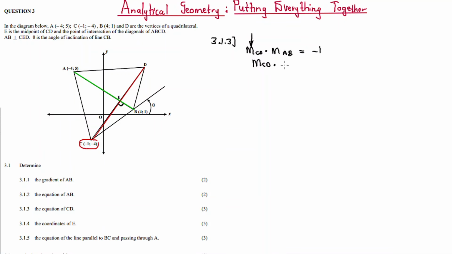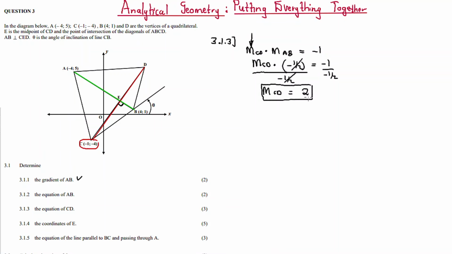So gradient CD will be calculated using this property. We calculated on the previous question, the first question, that gradient AB is negative a half. So we're just going to manipulate this and make m CD, the gradient of CD, the subject of the formula. So I'm going to divide both sides by negative 1/2. So the gradient for CD: this and this gives us a 1, and -1 over a negative half gives us a positive 2.